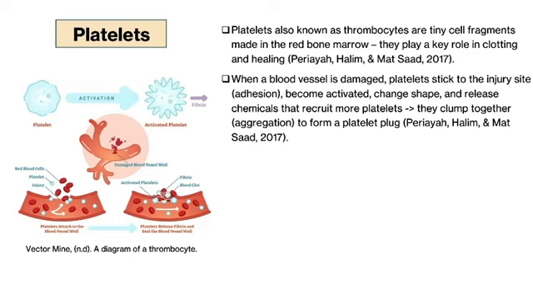So when the blood vessel is damaged, platelets quickly stick to the injury site, which is called adhesion, become activated, change shape, and release chemicals that recruit more platelets. They then clump together, which is called aggregation, to form a platelet plug, which is reinforced by a fibrin mesh from clotting factors to create a stable clot and stop bleeding.